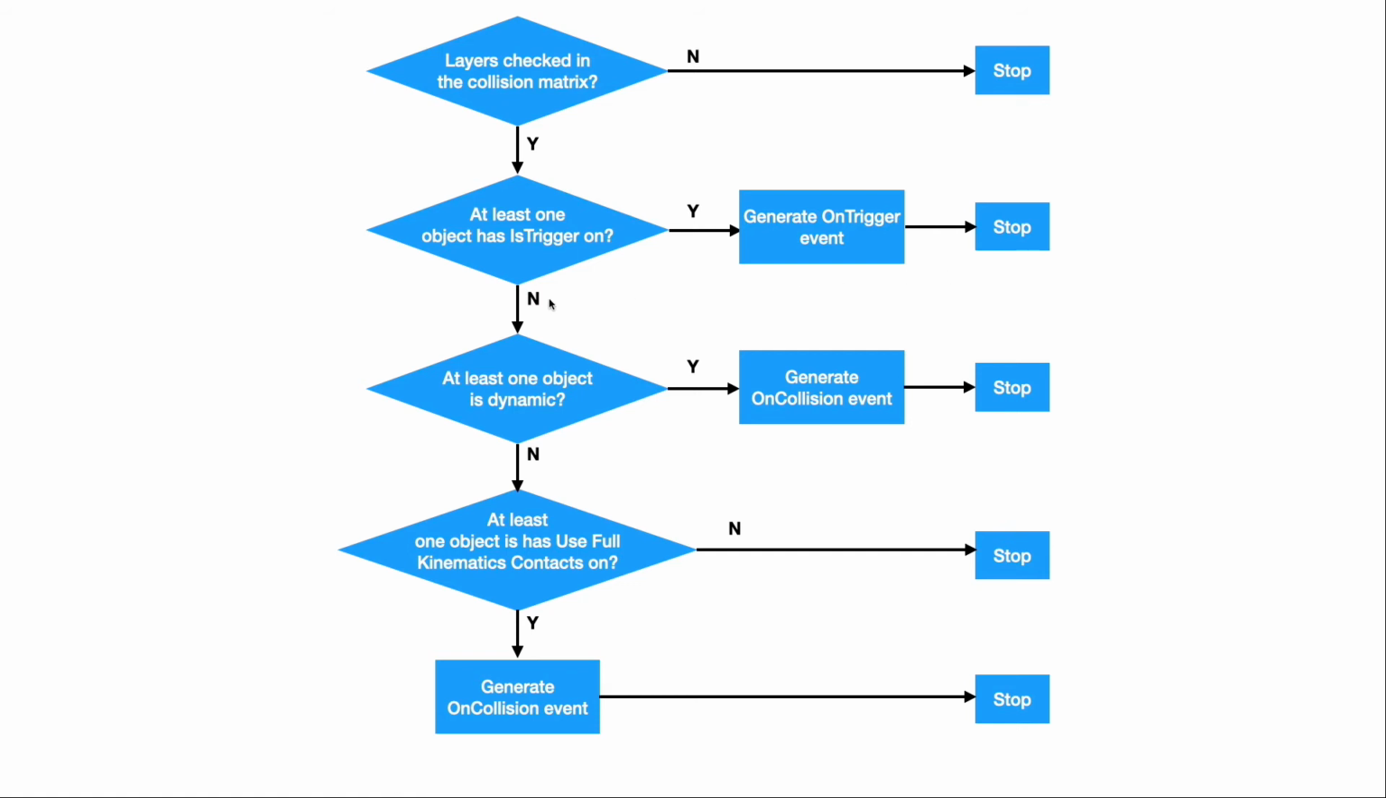If no object has is trigger on, then it will look if at least one of the objects is a dynamic object. If yes, then it will generate on-collision event, and then it will stop. If no object is dynamic, then it will look if at least one object has the flag Use Full Kinematic Contacts set. If yes, then it will generate on-collision event, and then it will stop. If no, then it will stop without generating any collision or trigger events.